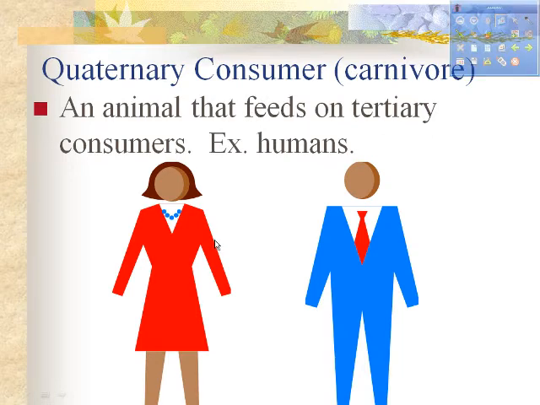Quaternary consumer, keep going, feeds on tertiary consumers. We are one of the primary examples of that. There's a few others. This is where you're really looking at the top of the food chain for an ecosystem. You're looking at the sharks, the leopards, the big cats, maybe wolves, maybe bears, depending on where you look at them, but for sure humans are up there.